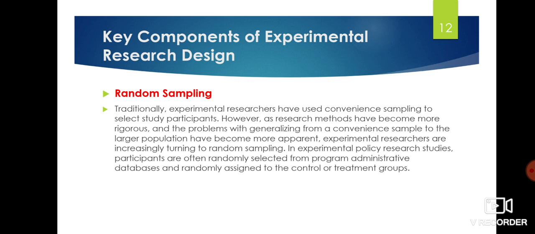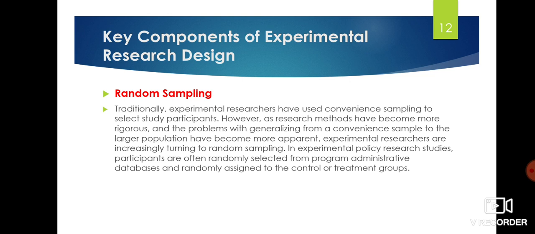Especially sa mga experimental study, kung meron na kayong pre-existing characteristic. Okay? Ang gusto nyo lang malaman is specific, therefore convenience sampling yung gagamitin natin. However, as research methods have become more rigorous and the problems with generalizing from a convenience sample to the larger population have become more apparent, experimental researchers are increasingly turning to random sampling.